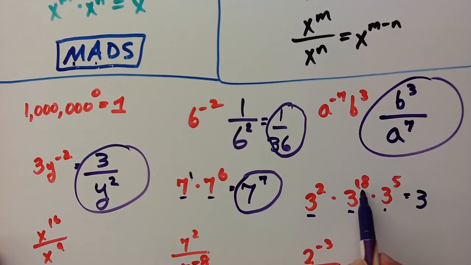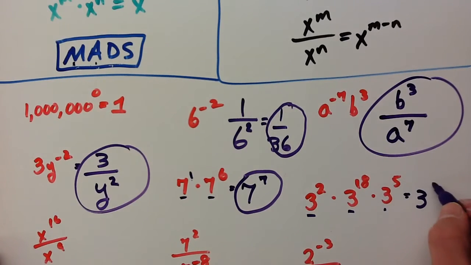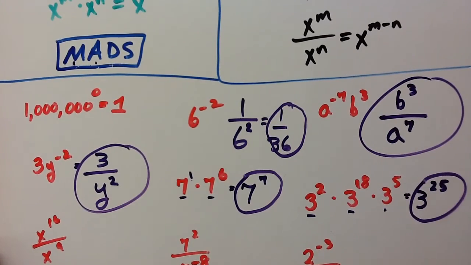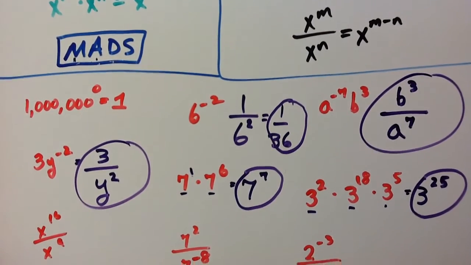So 2 plus 18 is 20, and 20 plus 5 is 25. So my answer would be 3 to the 25th.